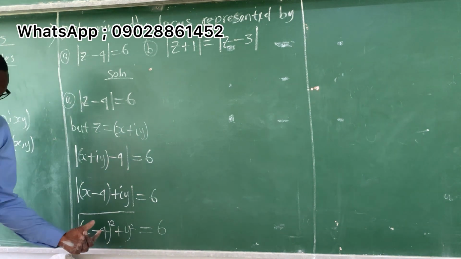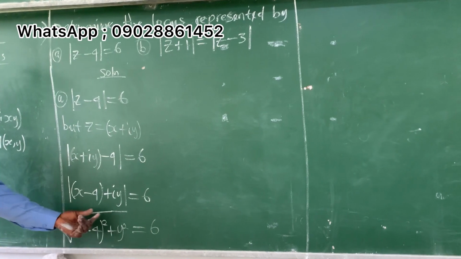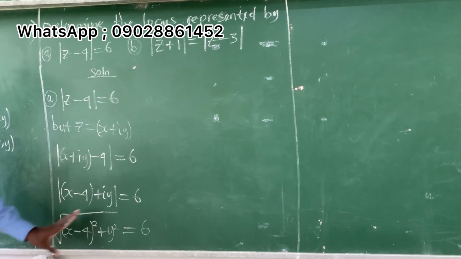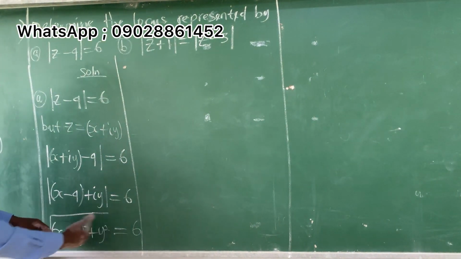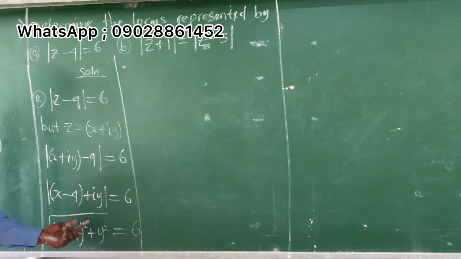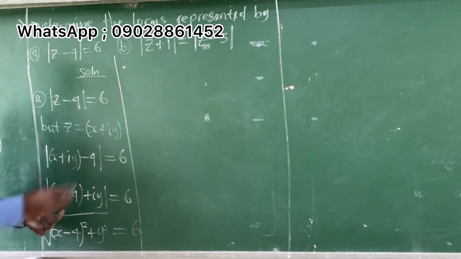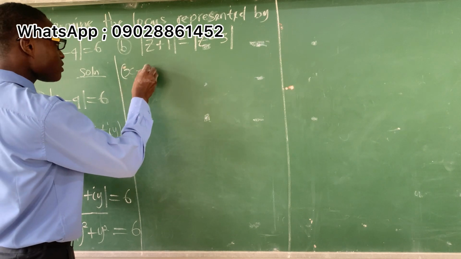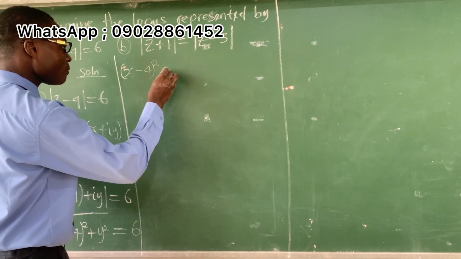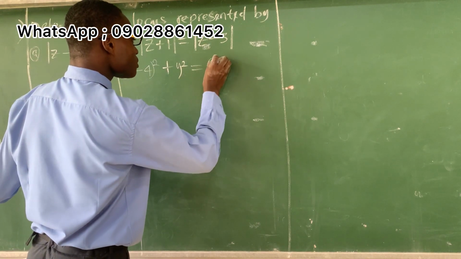Of course, to further evaluate this or to remove this square root, we have to square both sides. If you square both sides, the square is going to cancel out the square root, and then you are going to have 6 squared here. So this means that we are going to have (x minus 4) all squared plus y squared equals 6 squared.